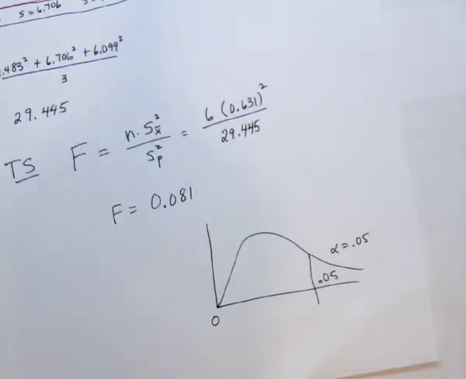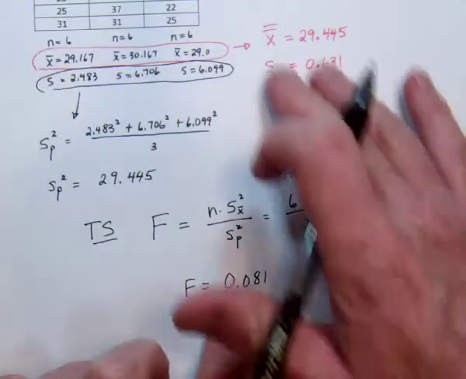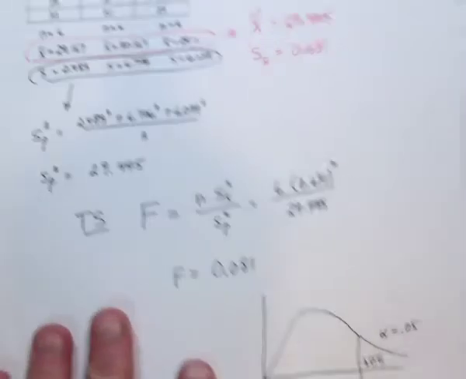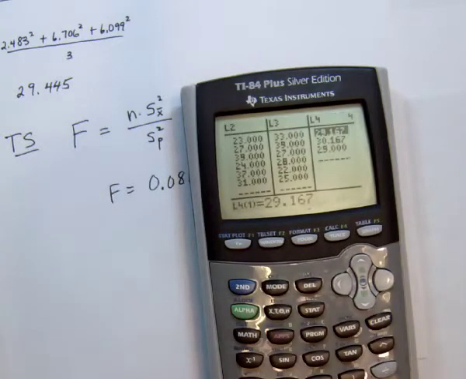And before we go on to the critical value, I want to show you how to use the calculator to get this number instead of having to do all of these computations over here. In order to do that, you first have to have the numbers in the lists. So my numbers are in list 1, list 2, list 3.